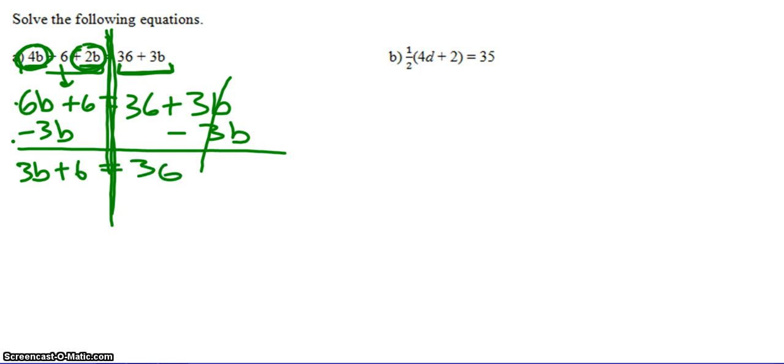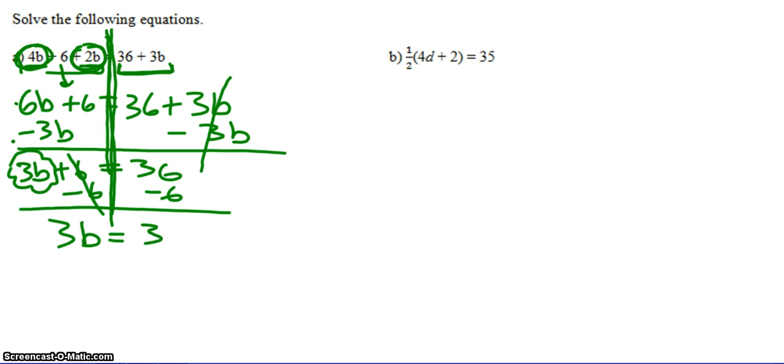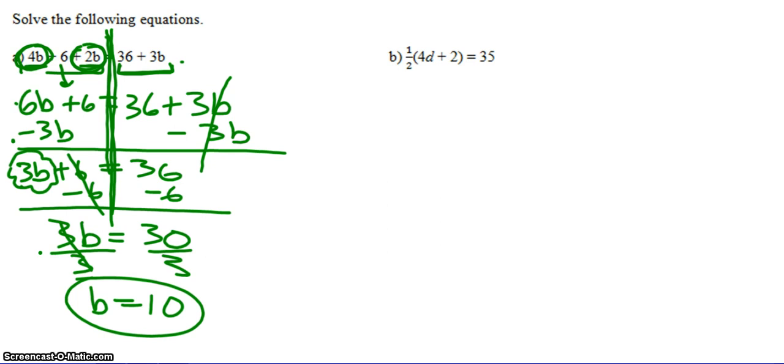Now we're going to isolate this algebraic term, so we want to get this guy all by itself, so subtract 6, subtract 6. This goes away, and I bring down 3b equals 30. And now simply we're going to solve by getting the b by itself by doing the opposite of multiplying by 3. B equals 10. So you can see we combined like terms first, then we eliminated, then we isolated the algebraic term, and then finally we solved. So there is one equation.